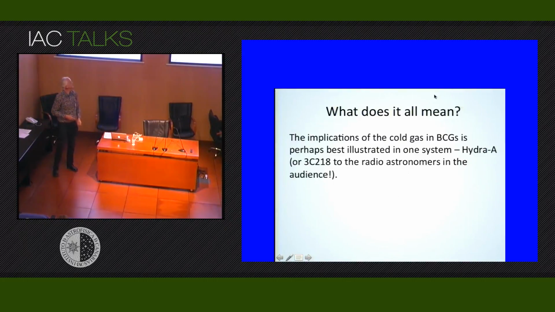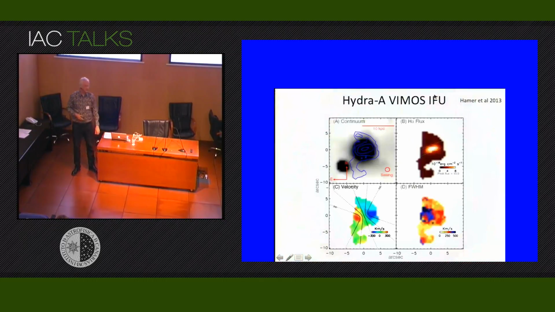So what do we have? Well, there's one system that stands out that really gives an indication of what's going on, and that's Hydra A, which I mentioned earlier, had this double velocity peak in CO. Again, it's a classic radio source, 3C218 Hydra A. And we've had a large sample of VIMOS IFU observations. This is in a paper by Stephen Hamer, who's a PhD of mine, just written up and is now working with Francois Coombs in Paris.